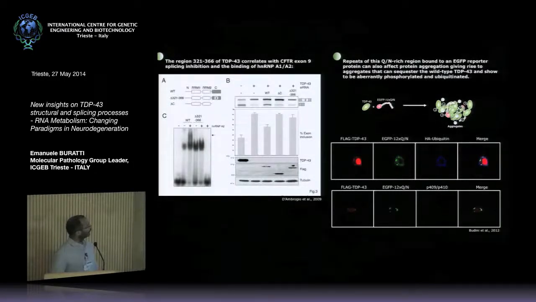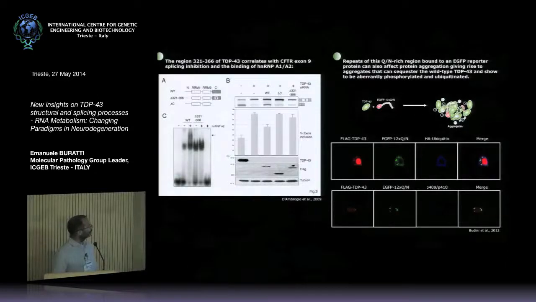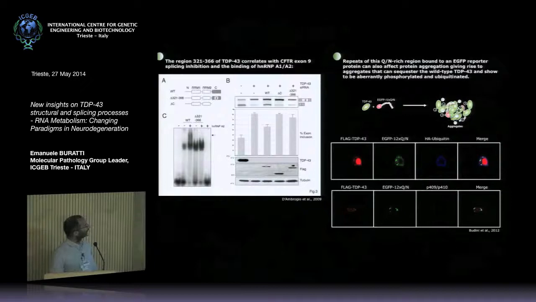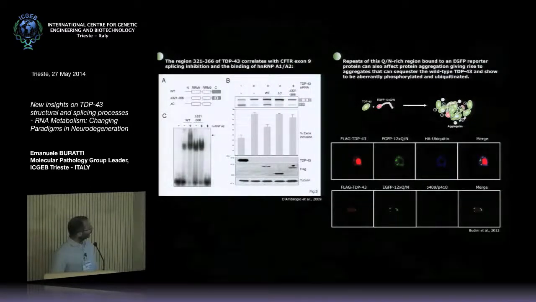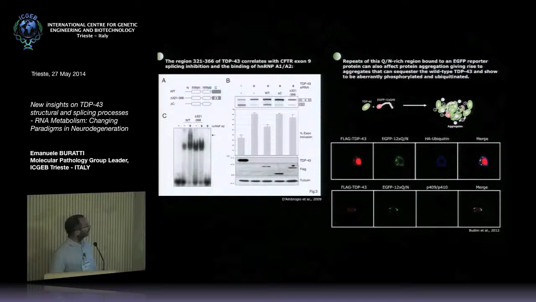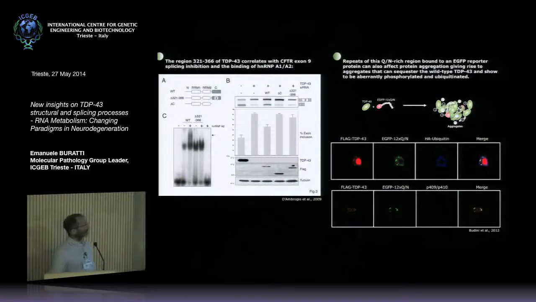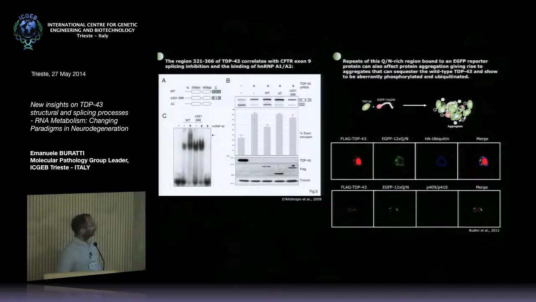But if you take a TDP-43 that has a C-terminal truncation, and D'Ambrogio also, in his experiment, managed to narrow down the region that was bound by hnRNP A2 and A1 in particular, you can see that if you delete these two regions, then you cannot recover splicing inhibition as efficiently as the wild-type protein. So obviously, the interaction of TDP-43 with hnRNPs is functionally important.